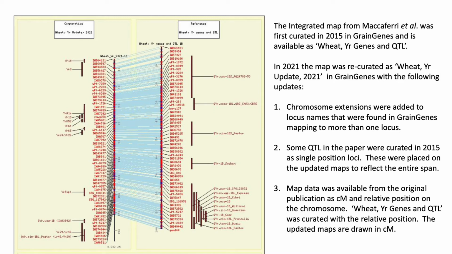Chromosome extensions were added to locus names that were found in GrainGenes mapping to more than one locus. Some QTL in the paper were curated in 2015 as single position loci. These were placed on the updated maps to reflect the entire span. And map data was available from the original publications as centimorgans and relative position on the chromosome. Wheat YR genes and QTL was curated with the relative position. The updated maps are drawn in centimorgans.